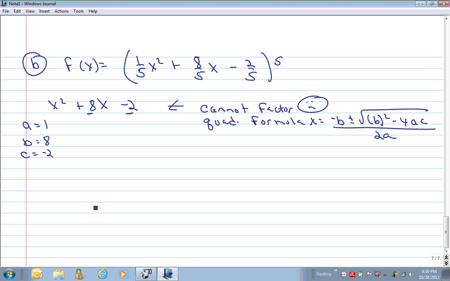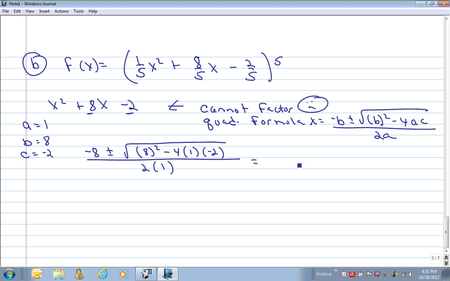Put this in the quadratic formula. So we substitute in negative b, which would be negative 8, plus or minus the square root of 8 squared minus 4 times a, which is 1, times c, which is negative 2, all over 2 times a, which is 1. That would be negative 8 plus or minus the square root of a number. That value underneath the radical is called the discriminant, and over 2.